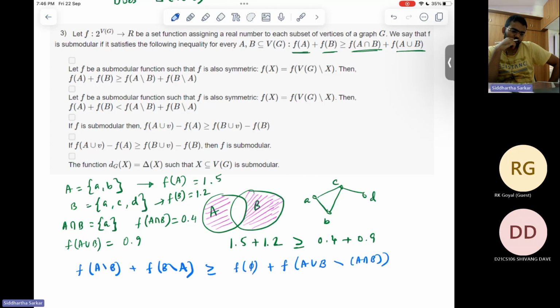So we have something of this form. Okay, our goal is to prove that this is true. That's our goal.